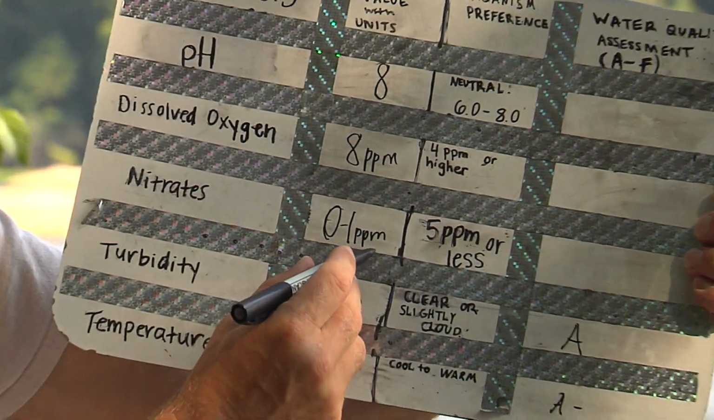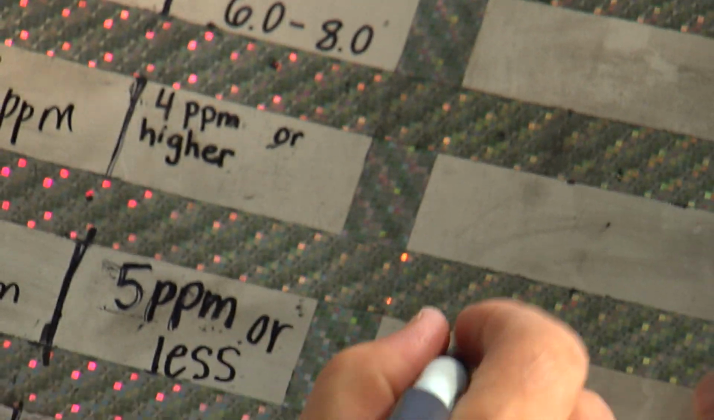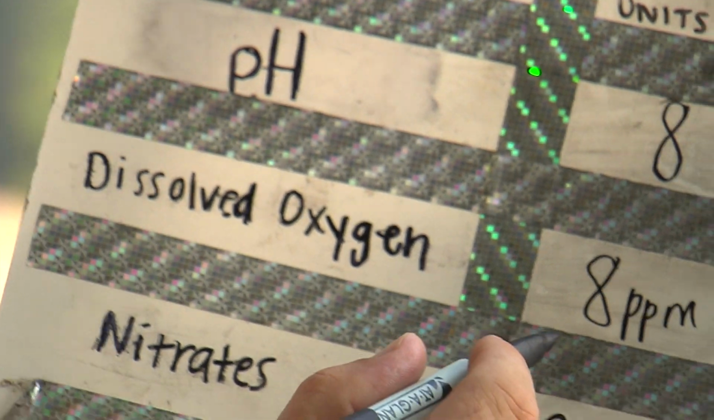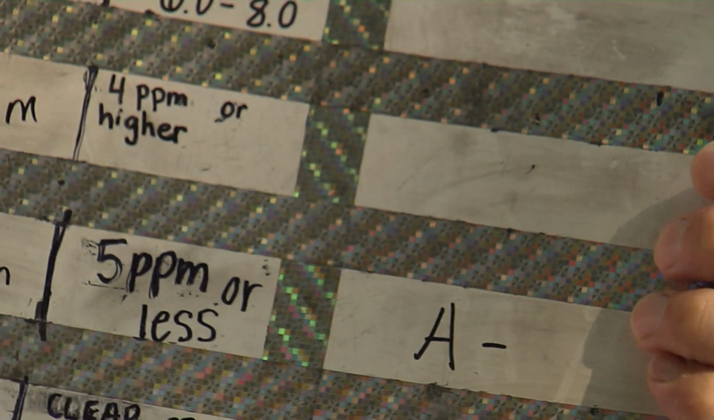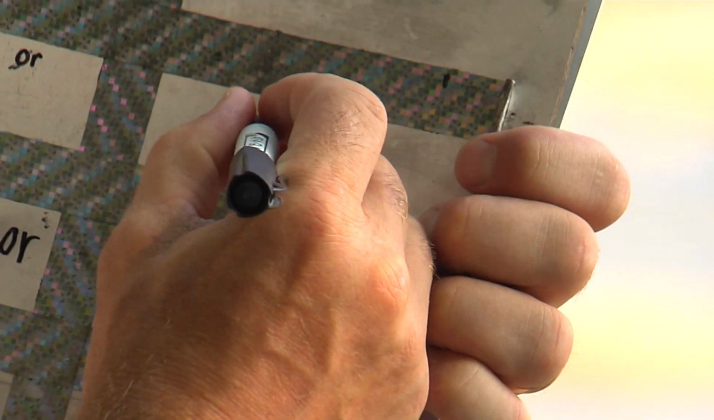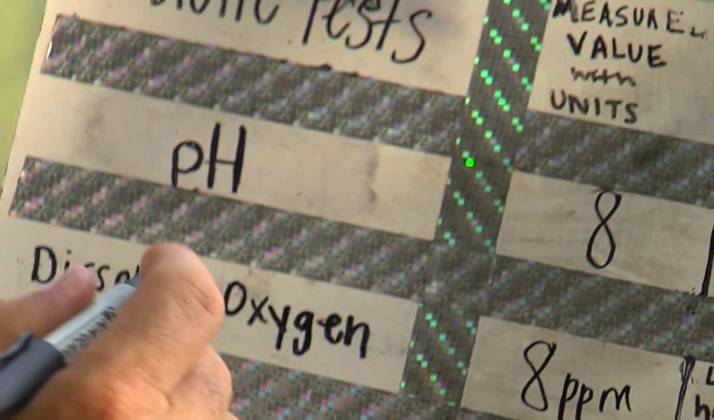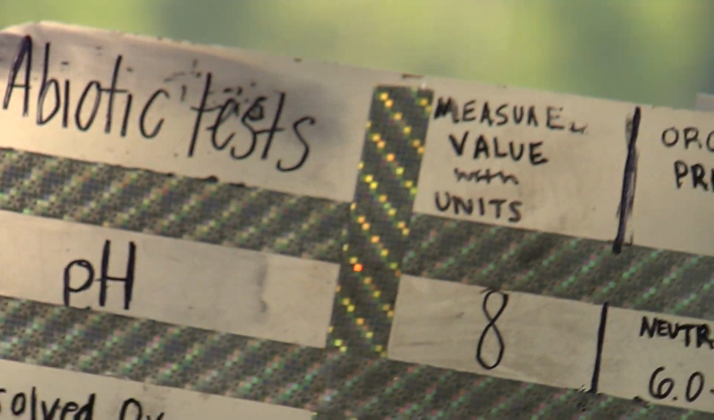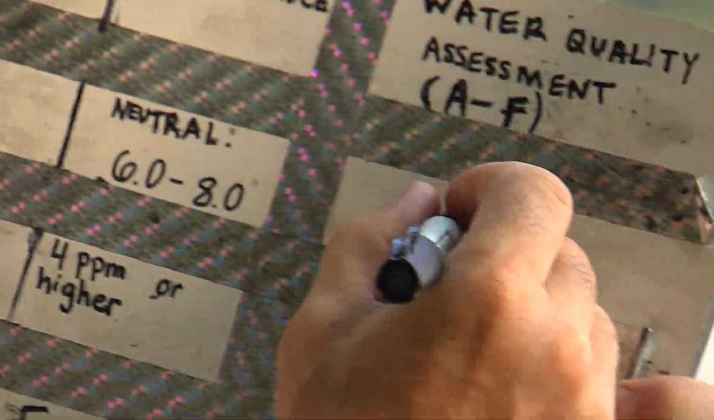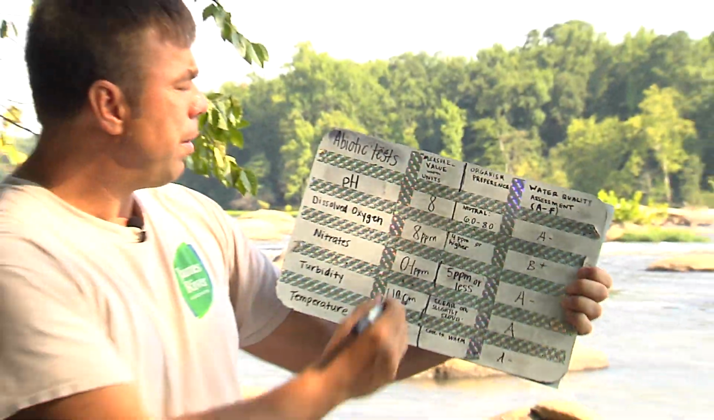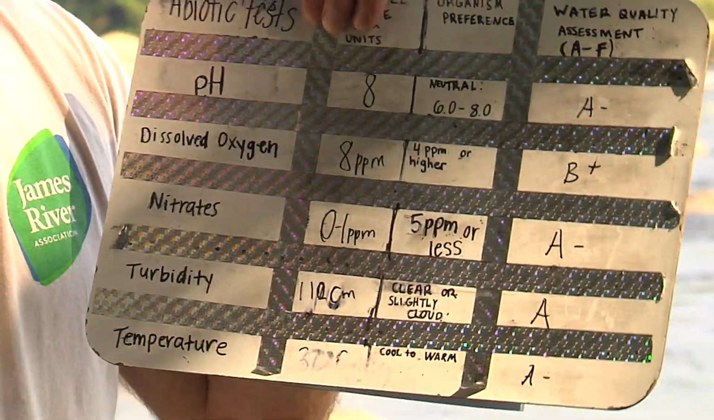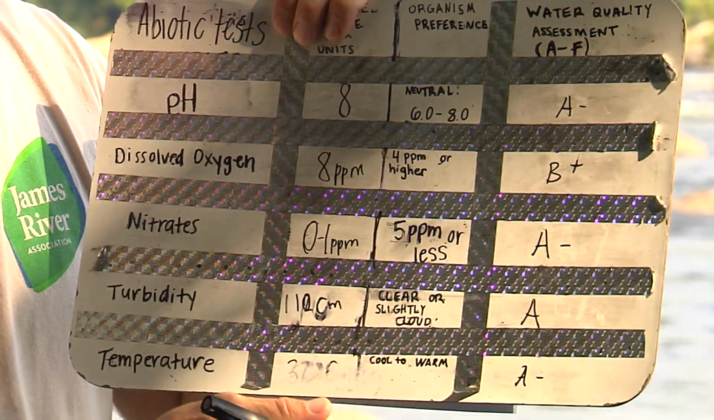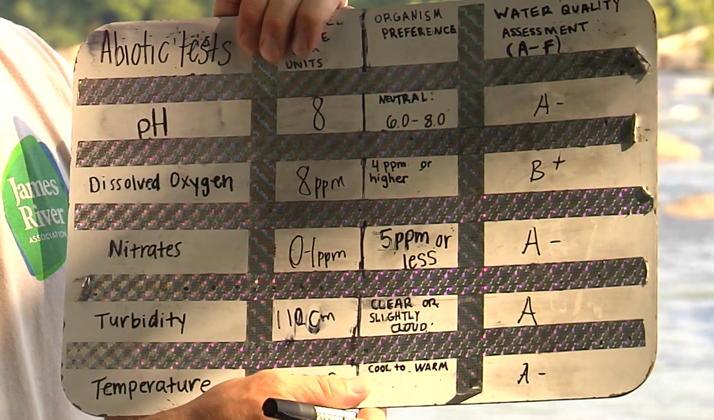Nitrates were 0 to 1 parts per million. Anything less than 5 parts per million is good. I'm going to give that an A-. Our dissolved oxygen for this area was pretty good at 8 parts per million. Anything higher than 4 parts per million is good for aquatic organisms like fish. So I'm going to give that a B+. And our pH was at 8, which is slightly basic, and that's also going to be an A-. So when we go through all our water quality assessments, we had great news. Our 5 abiotic water quality components were all A's and B+. That's great news for the water quality of the James.